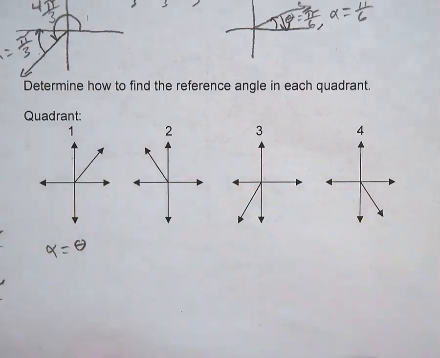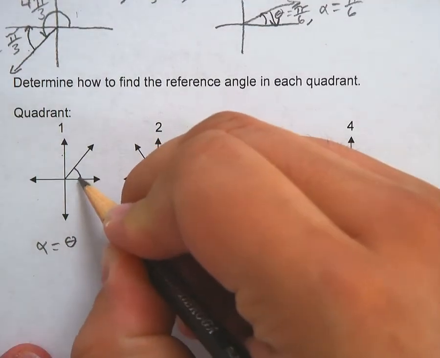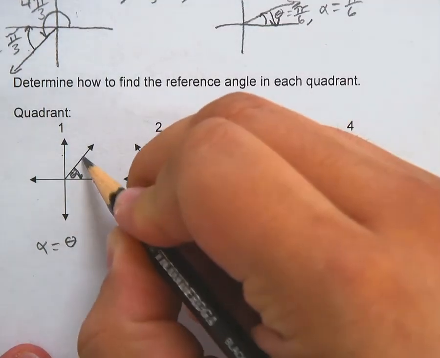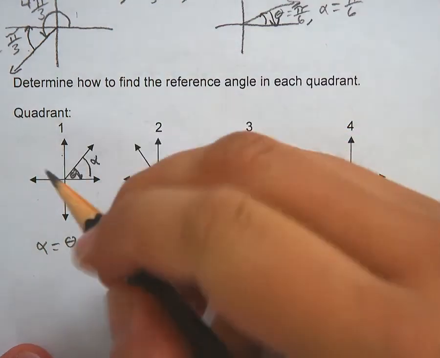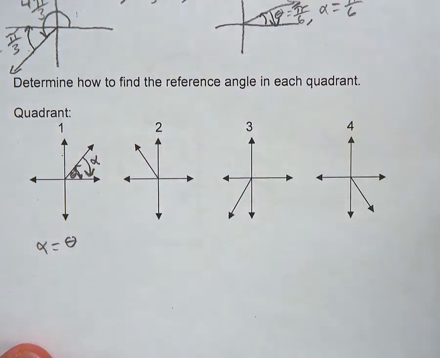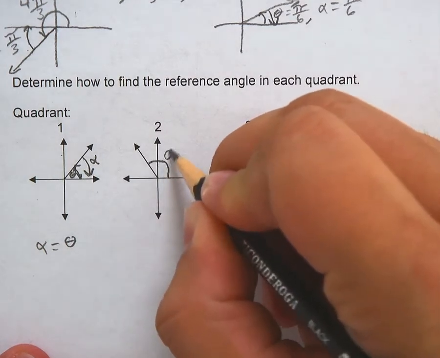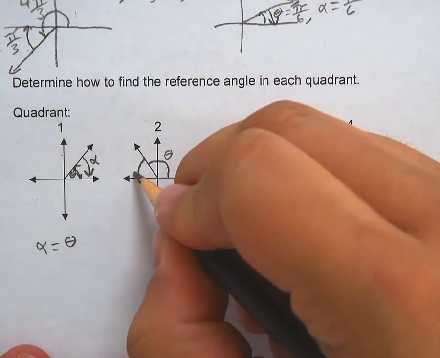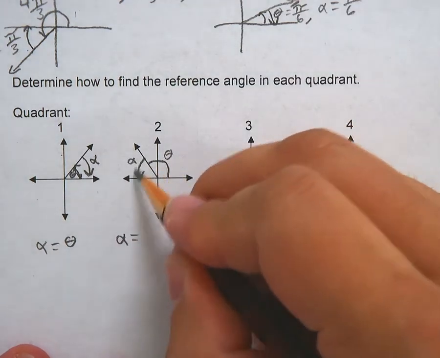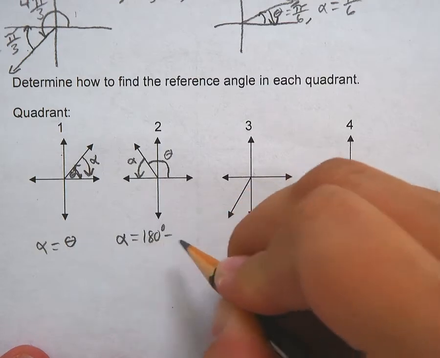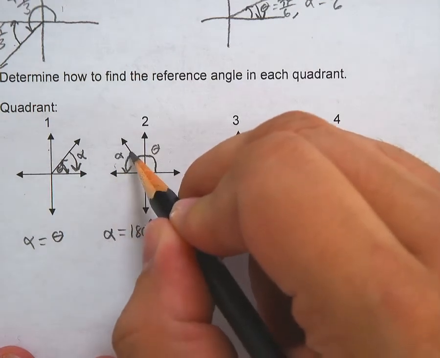Theta. Whatever your reference angle is, here's theta, here's alpha. Technically theta has an arrow up here, alpha has an arrow down here. For number 2, here's theta, here's alpha. So here alpha is going to be 180 degrees minus theta. 180 minus your theta takes you to this space right here.